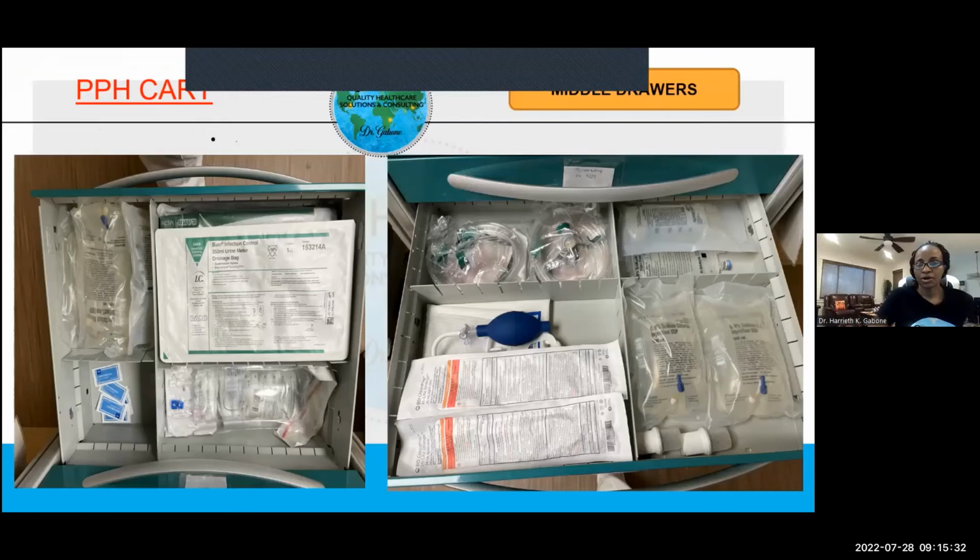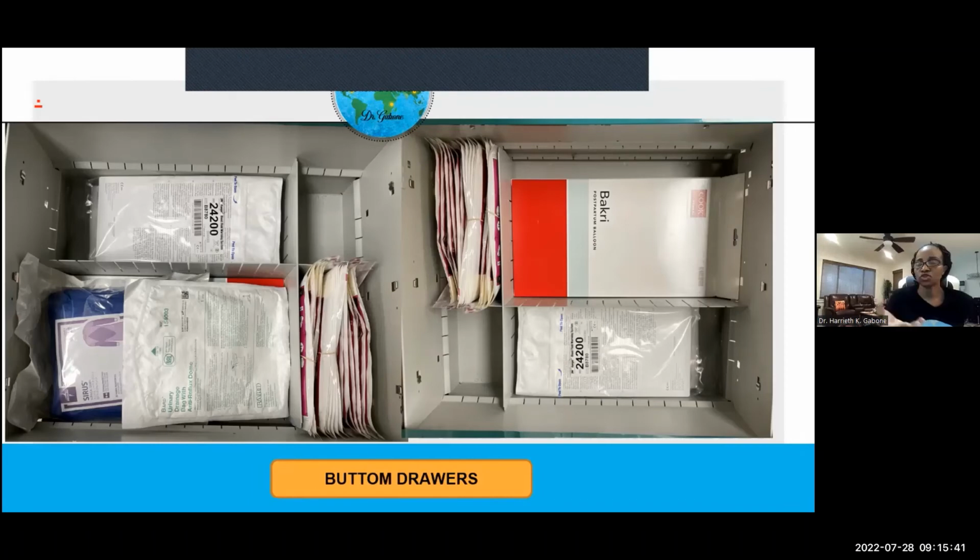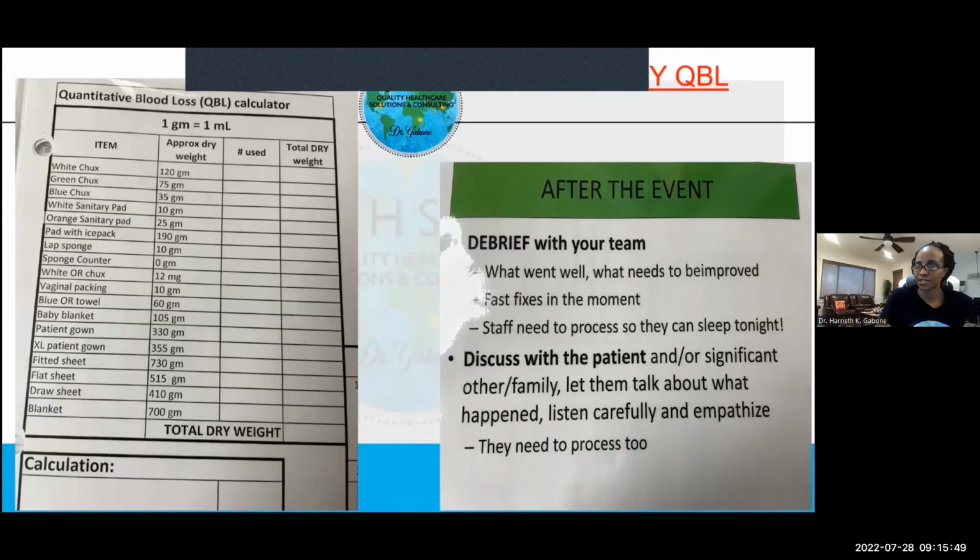We do have the Bakri balloon. I know one of the first cases, they used the Bakri balloon to stop the bleeding. So we usually have different types of balloons to be able to do that. And then of course the dry weight and stuff. And after every event, you have to discuss what happened, because you want to make sure we know what we did right or what we did wrong, and what we can improve on to prevent complications next time.